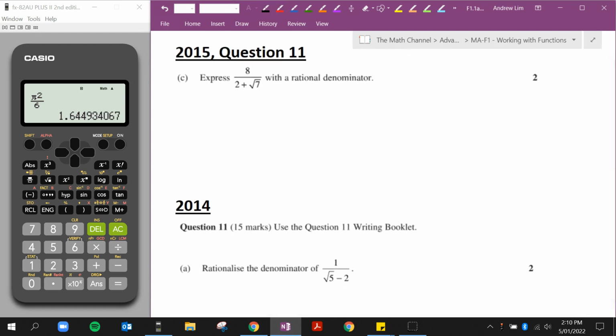Question 11c of the 2015 paper. Express 8 over 2 plus root 7 with a rational denominator.